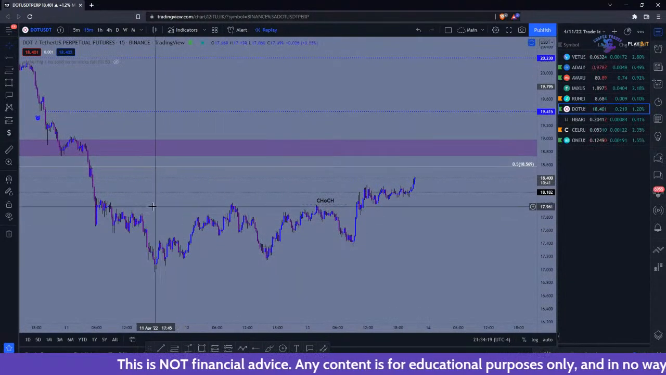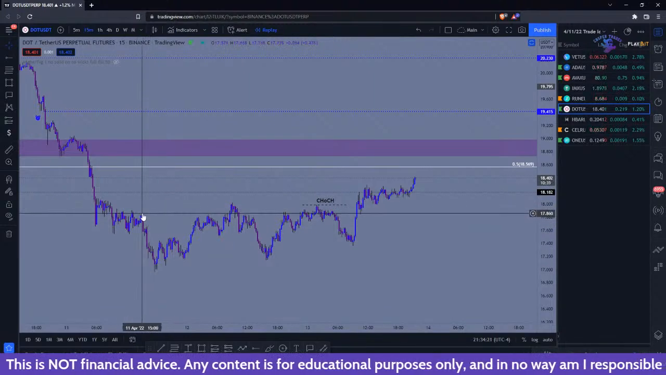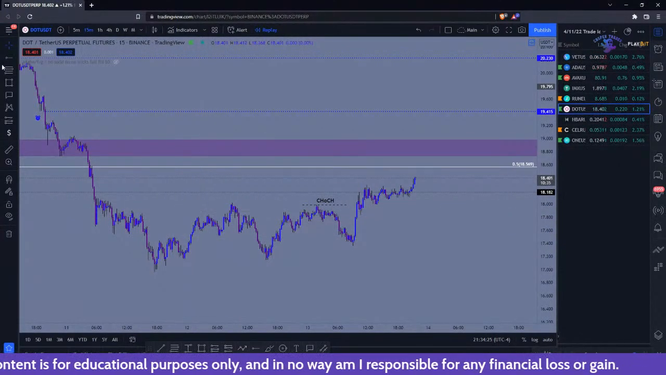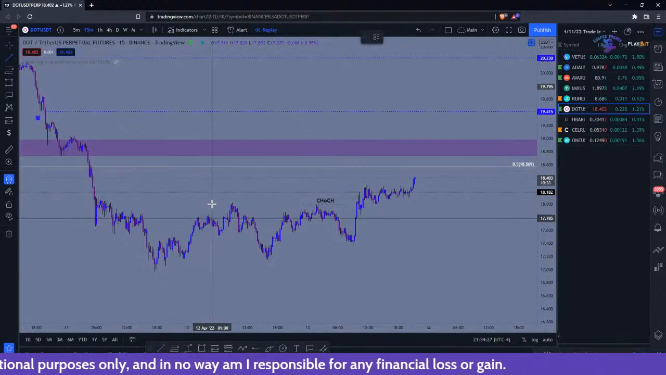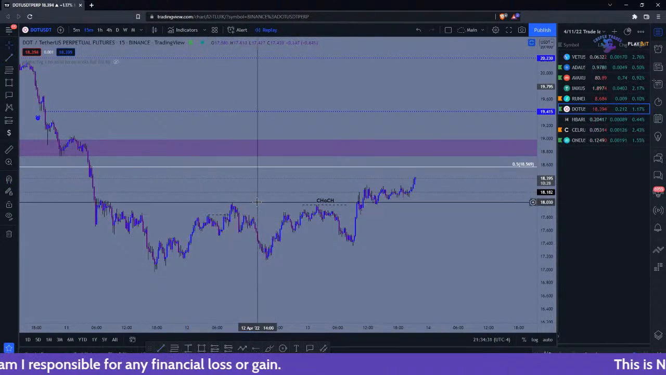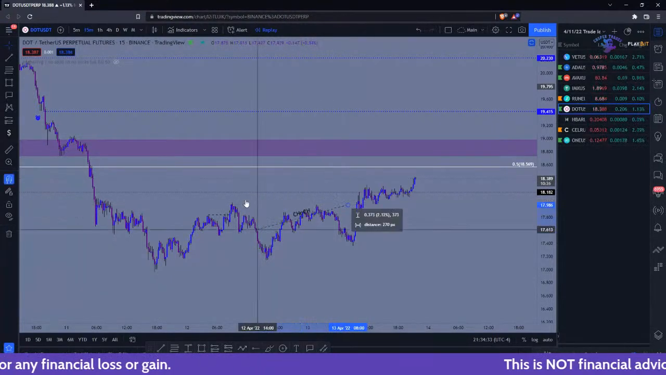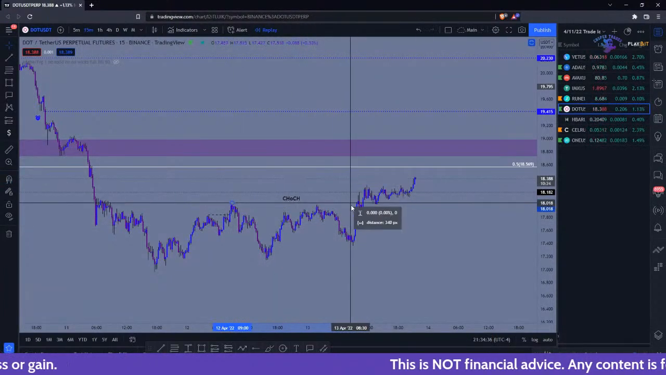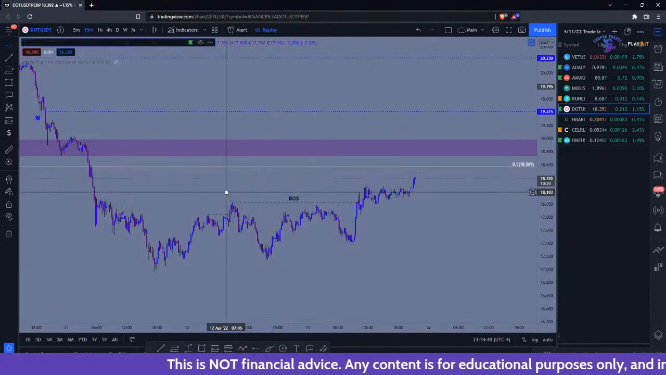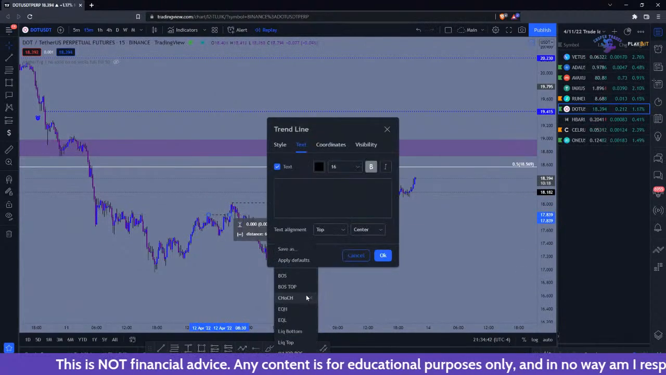You could look at it from this. If you look at it from the 15-minute, you could maybe say, oh well, we already had our CHoCH here, and then this was really our break of structure. And that would be valid on this 15-minute. In all honesty, it makes more sense too.